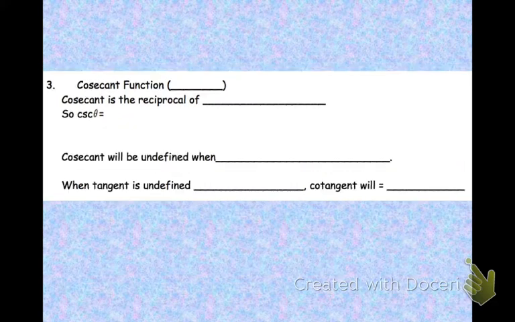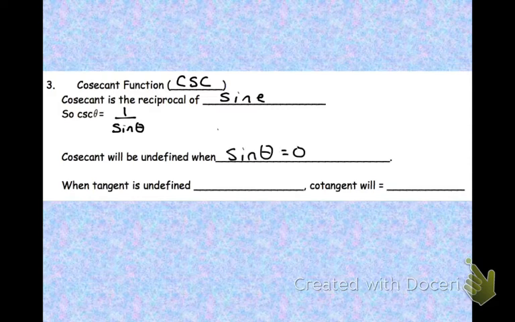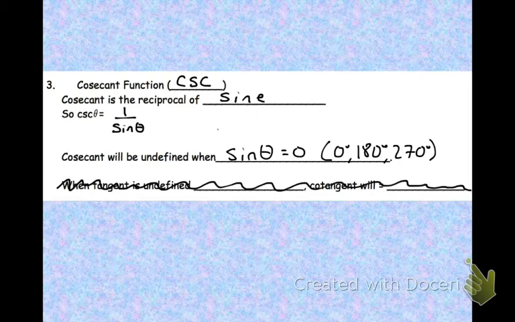The last one is cosecant. The only thing that's left, this is represented as CSC, cosecant. And it's the reciprocal of the sine function. So cosecant theta is 1 over sine theta. It will be undefined when sine theta equals 0, which is at 0 degrees, 180 degrees, and 270 degrees. And it's the same idea as before. If you have a 0 on the top, when you flip it over, it now becomes undefined. This last section down here you can cross out because we already covered that. I forgot to delete it out when I changed the order of some stuff there.